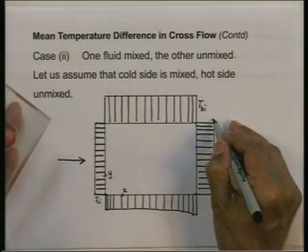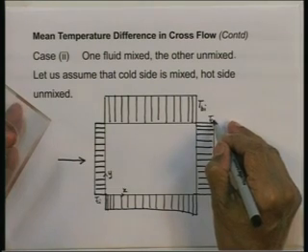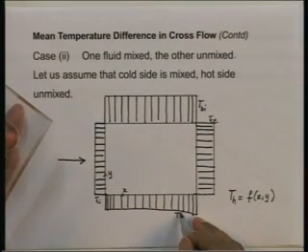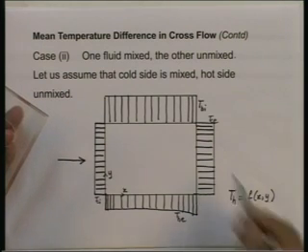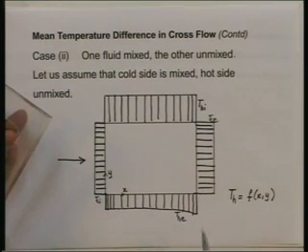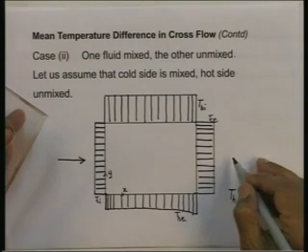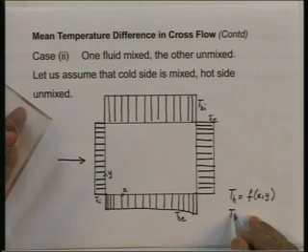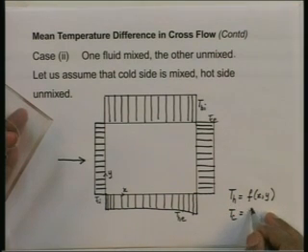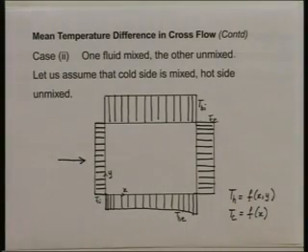This is TCE. This was THE here, which is a function of x and y. TH which was a function of x and y, and THE which was varying. So, we should note that whereas TH is a function of x and y, TC because of mixing is a function of only x. So, this is going to be the situation when we have one fluid mixed and the other unmixed.